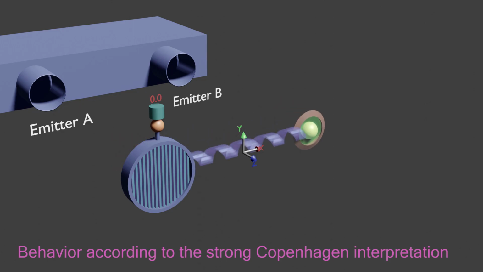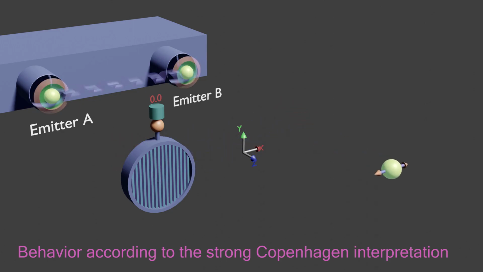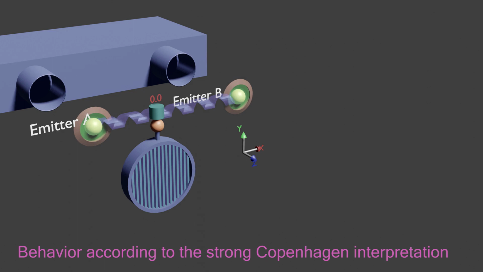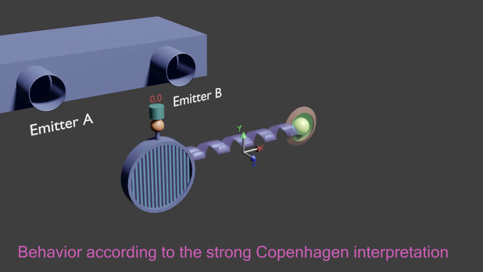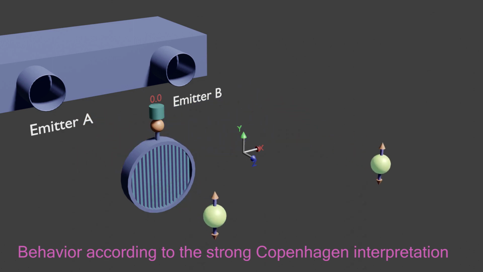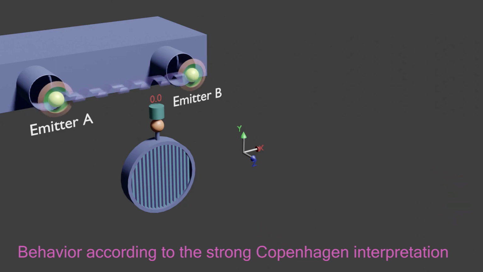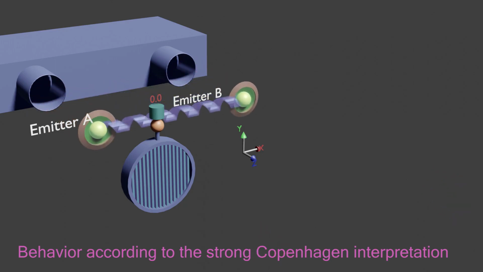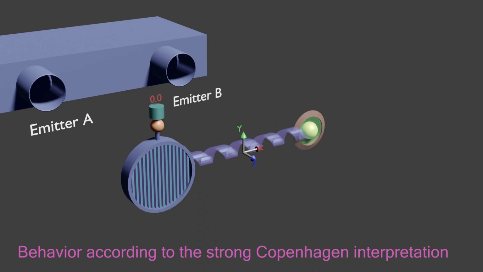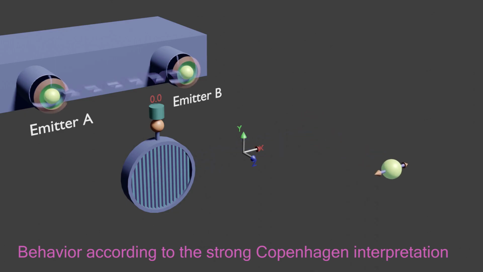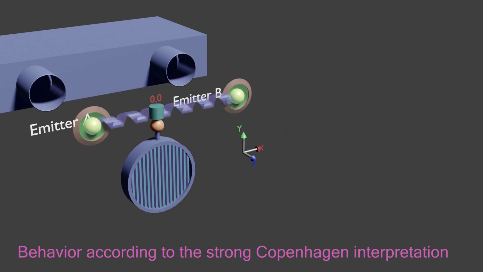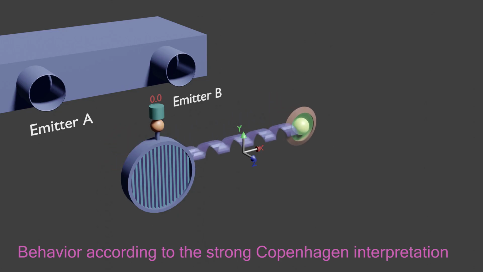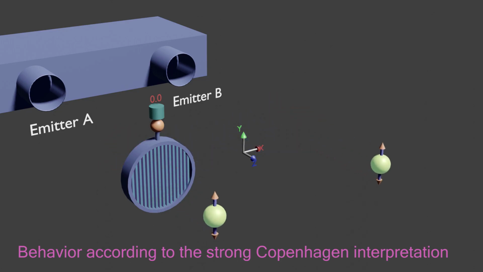What we are showing you is an animation of photons based on the strong Copenhagen interpretation, which is currently the mainstream. A pair of entangled photons is simultaneously output from emitter A and emitter B. The purple spiral represents the quantum entanglement. Entangled photons are always unpolarized.